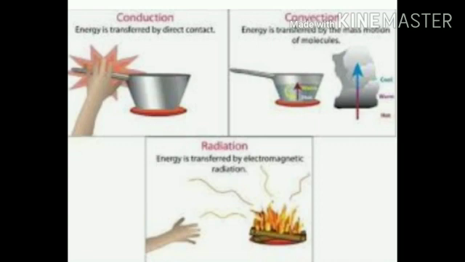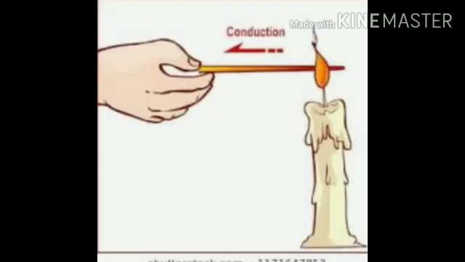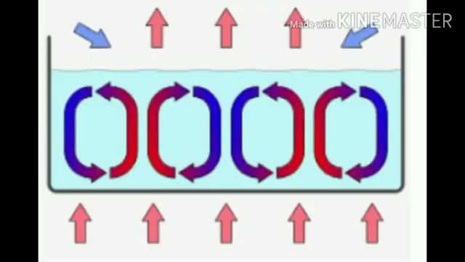Here we can see the example of conduction. Conduction is a process by which heat is transferred directly through matter from a point of high temperature. Heat passes from warmer to colder substances as long as a temperature difference exists. Conduction transfers heat between adjacent molecules.